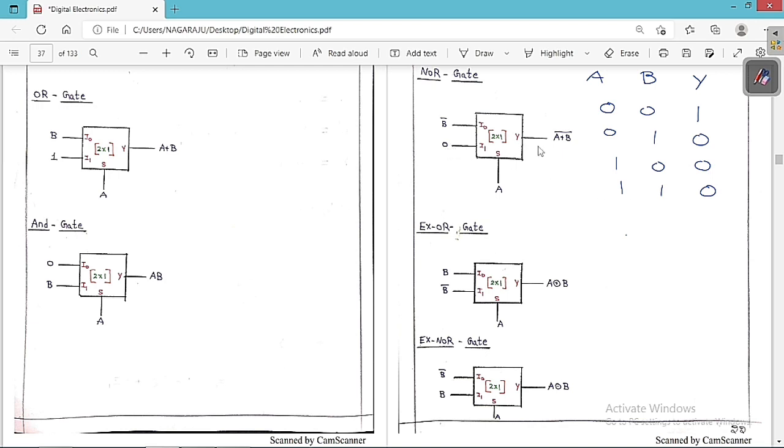Then, if you simplify, Y is equal to A bar into B bar plus A into 0. We are going to get (A plus B) whole bar. So this is called the NOR gate. So we are going to implement the NOR gate with this circuit.